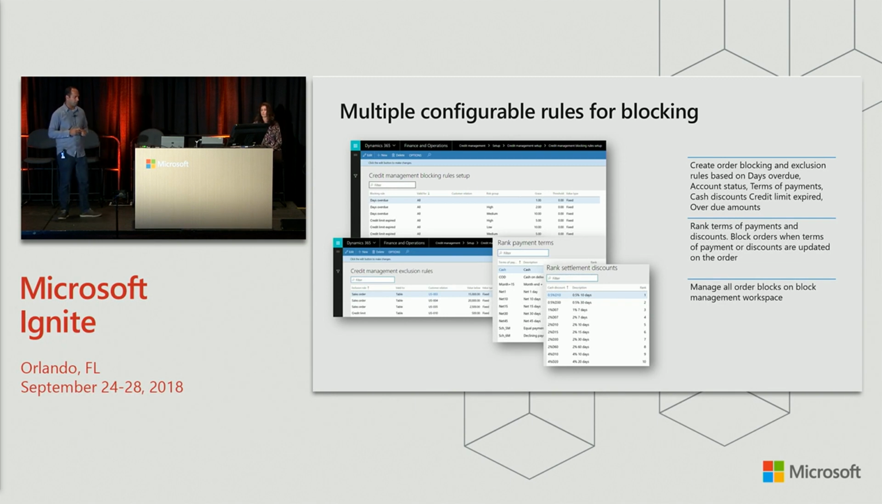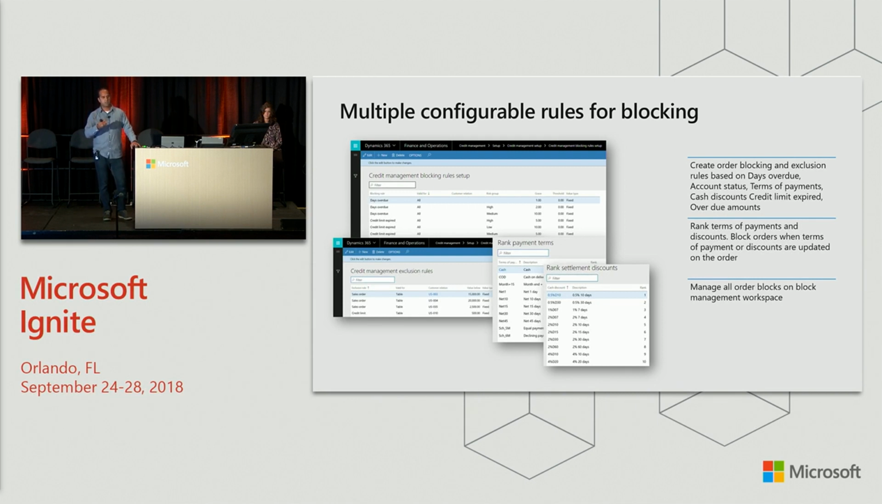And most importantly, we get the blocking and the release management of orders based on credit limit with this functionality. There are various ways to define a rule. It can be based on days overdue, account status, terms of payment. So the higher the risk of the terms of payment, the more it puts the order in the block. The cash discounts that have been given, when the credit limit has expired, and overdue amounts.